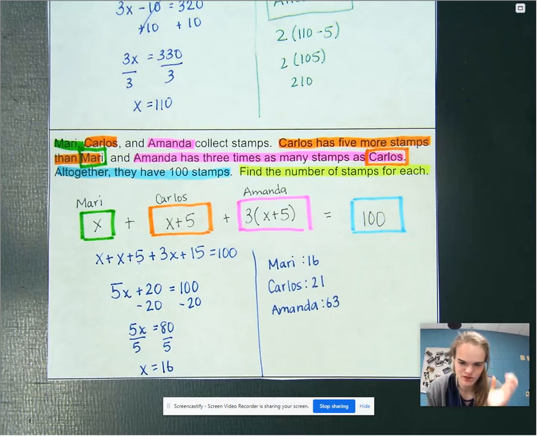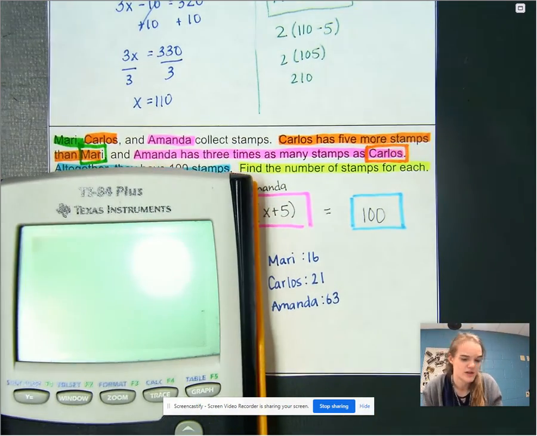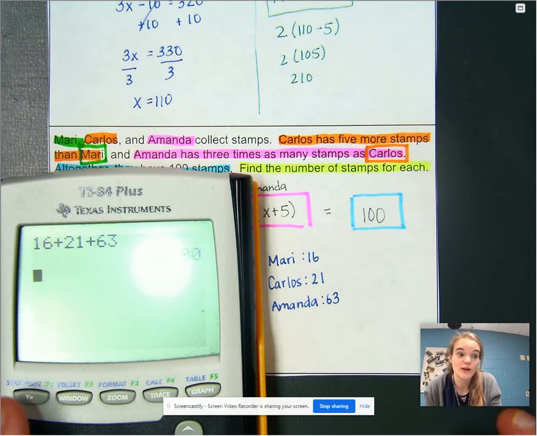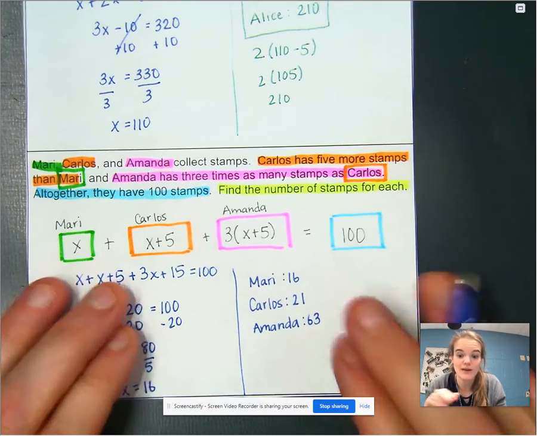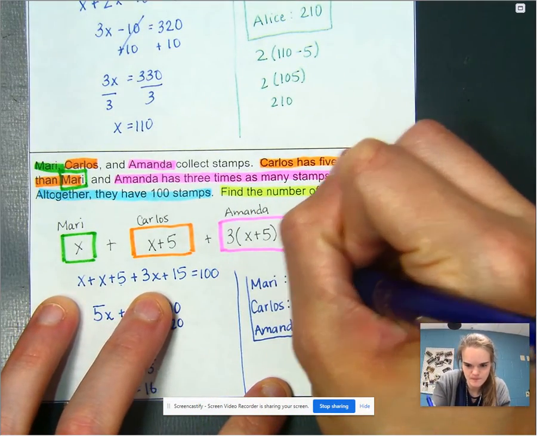I should make sure those will add up to 100. So I'm just going to check my calculator here. 16 plus 21 plus 63. They do, so I've probably done it right. If they don't, you need to go back and figure out why they don't. This is the answer, okay?